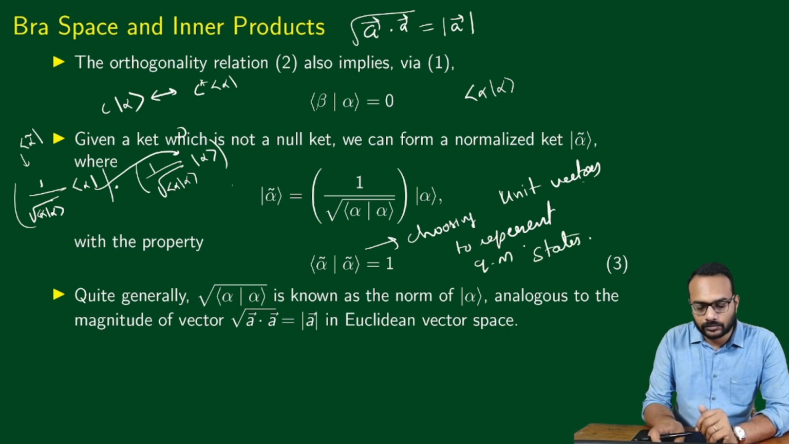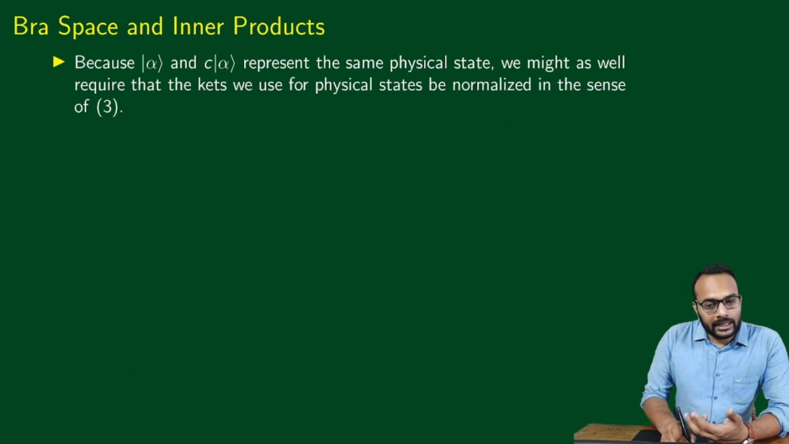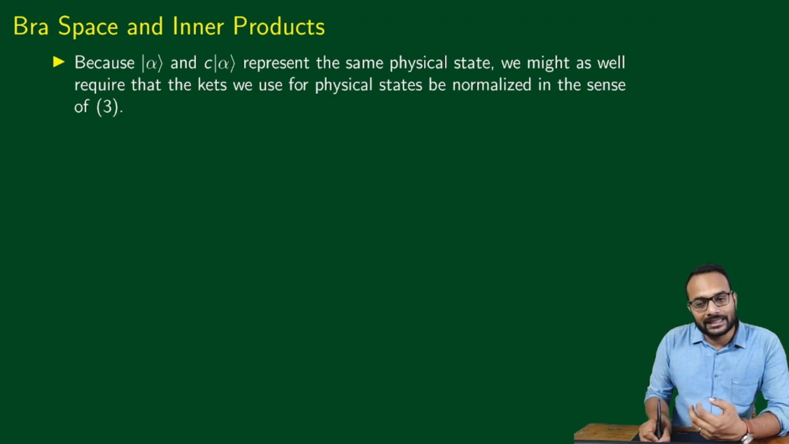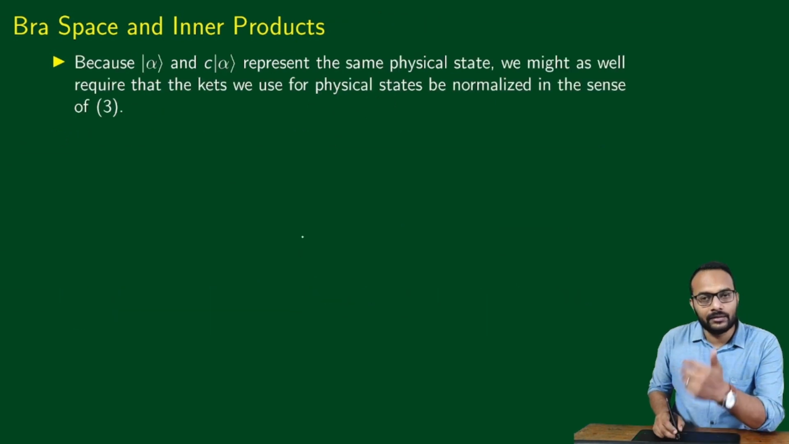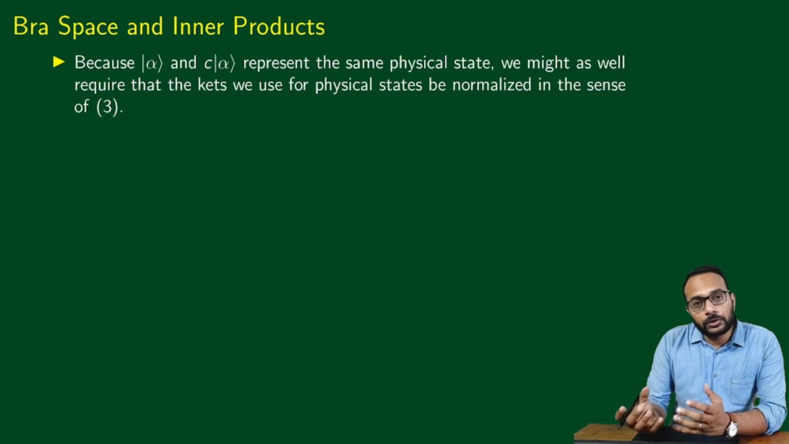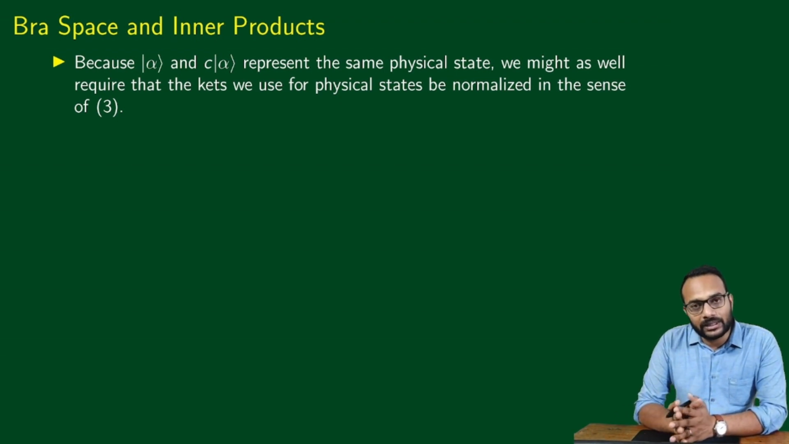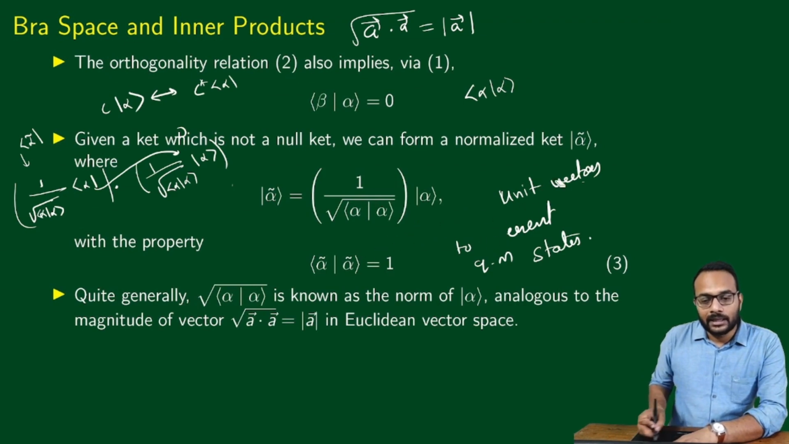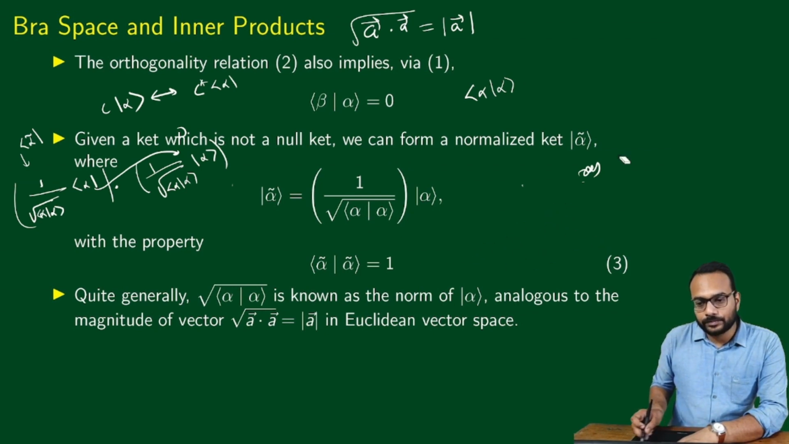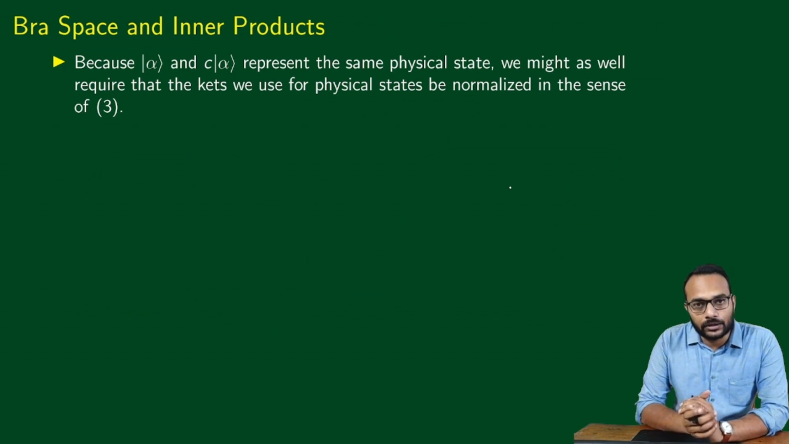So this is convenient. Because ket alpha and C ket alpha represent the same physical state, we might as well require that the kets we use for physical states be normalized in the sense of this equation. Essentially, we are going to use unit vectors to represent a quantum mechanical state. If the given vector is not a unit vector, then we make it a unit vector by normalizing it, multiplying it by a number. Here we have multiplied ket alpha by a number to make it normalized. This normalization is important again in the case of the probabilistic interpretation of quantum mechanics.